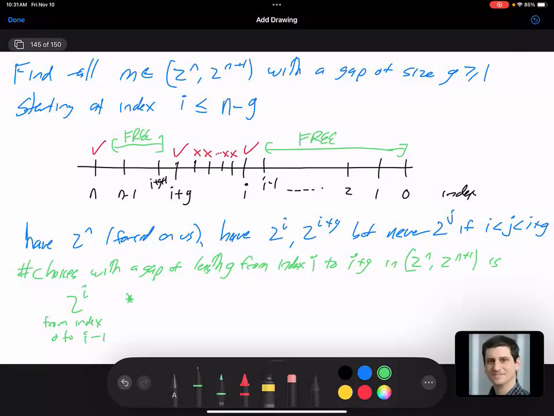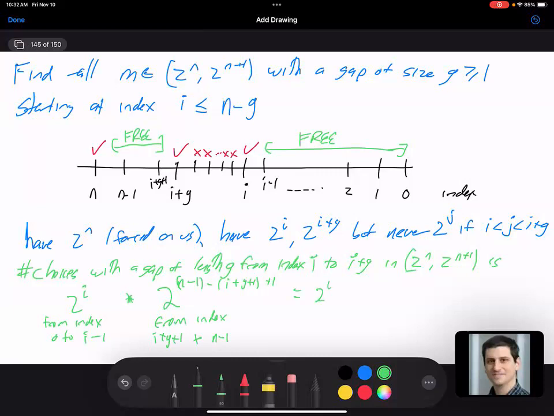So if I want to count how many indices I have here, it's n minus 1 minus i plus g plus 1. And I have to add 1 to that. So it's going to be 2 to the n minus 1 minus i plus g plus 1 plus 1, from index i plus g plus 1 to n minus 1.